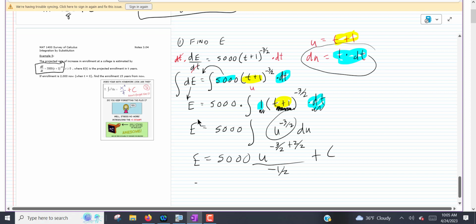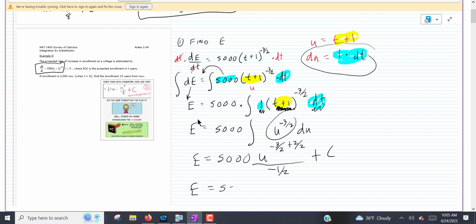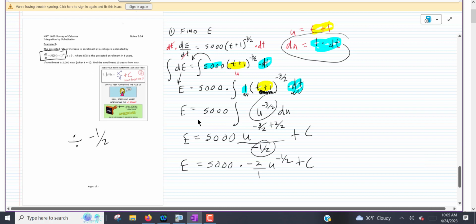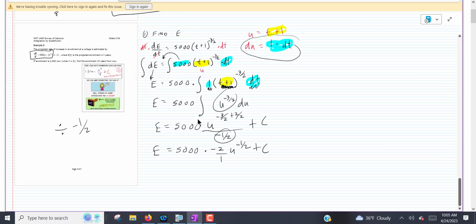So what we'll have now is E is equal to 5,000. How do you want me to handle that divide by negative 1/2? Multiplied by the reciprocal, good. So that's times negative 2 over 1, u to the negative 1/2 plus c like that. We're getting close to having our antiderivative now. So we have E is equal to, you can multiply that out to get negative 10,000.